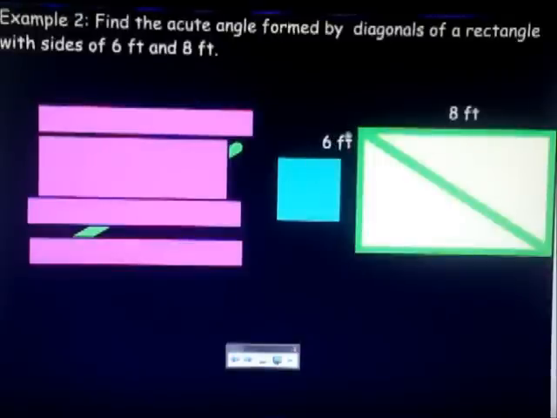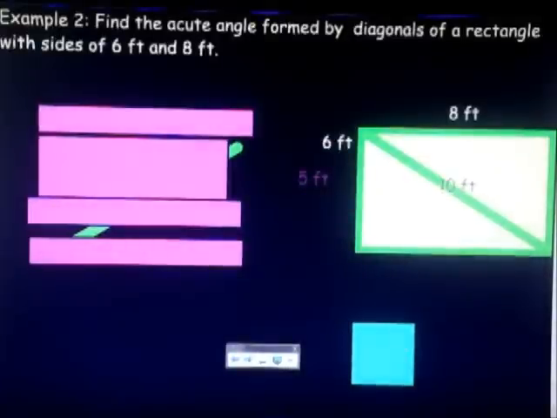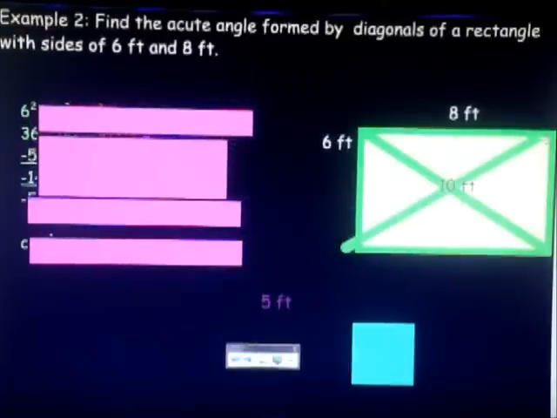Now I want to know the measure of the diagonal as well, and since I know it's a rectangle and it makes two right triangles, I can see that there's actually a triple here, which is 10 feet. Now you notice I have this 5 feet here. It's going to come back up in a minute. We're finding the acute angle formed by the diagonals, so we do need to have a second diagonal in this problem, and I do have one behind here. Sorry about that. And it will go right here.